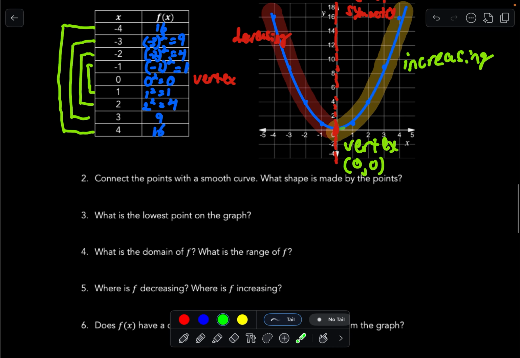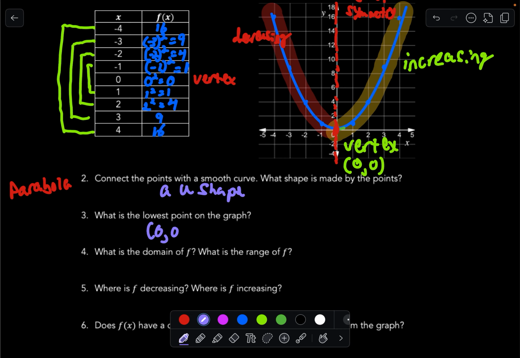So it says connect the points. What shape is made? It is called a U shape, which in math language, is called a parabola. Okay. What is the lowest point on the graph? That's going to be 0, 0. That's referred to as the vertex.